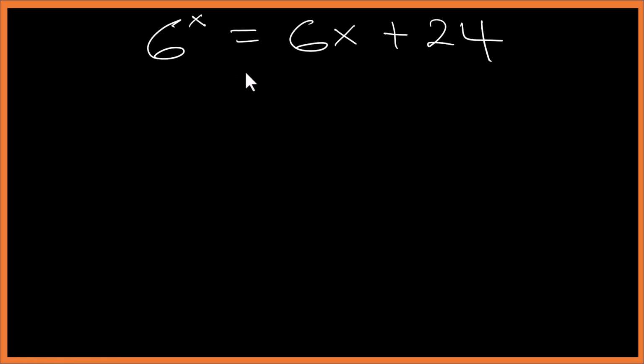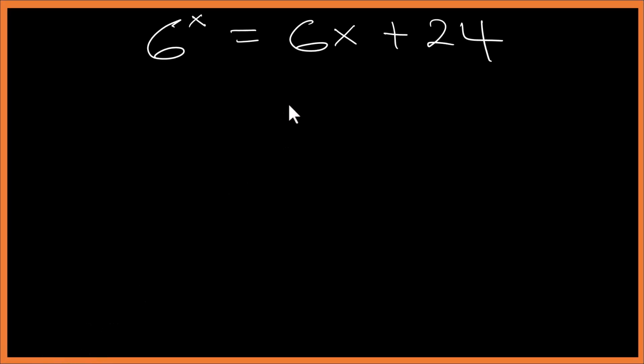Okay, so let's see how we can solve this equation. Now we are given 6 raised to x equals 6x plus 24. Okay, now let's divide through by 6.